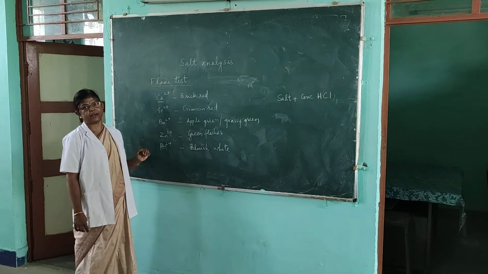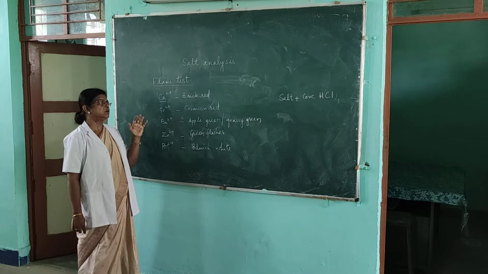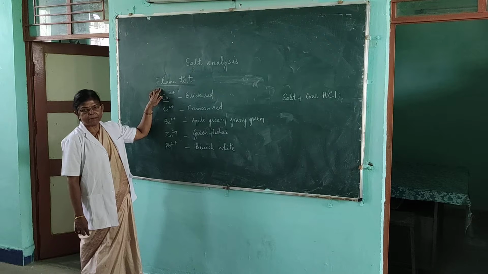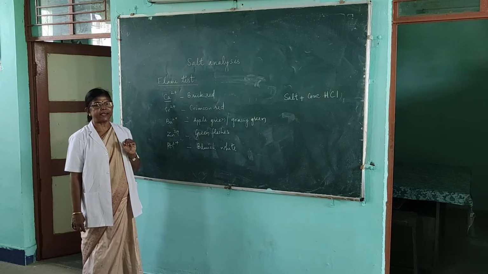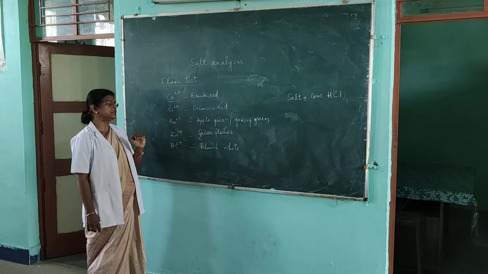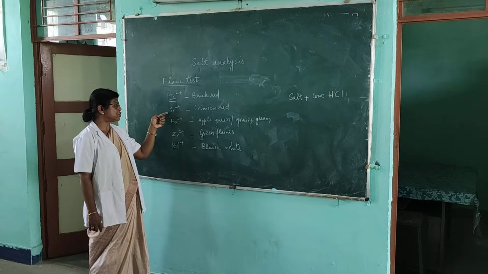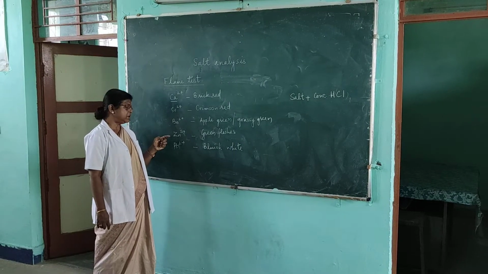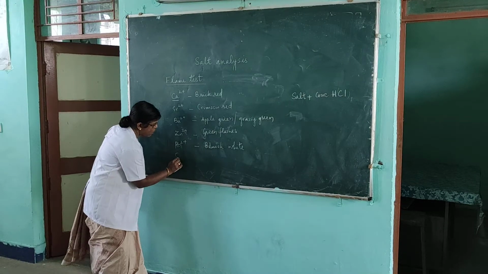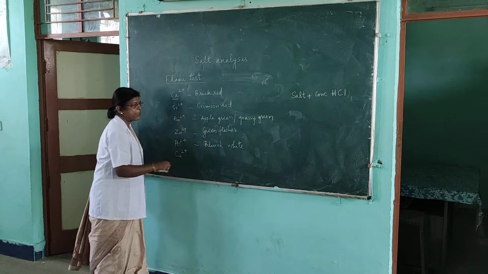A helpful technique to find out some cations is the flame test. The flame test is not given by all the cations, only a few of them. Calcium, strontium, barium, zinc and lead, and of course copper, will give you a flame test.